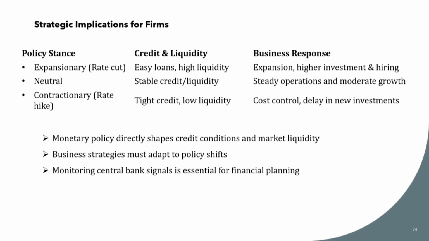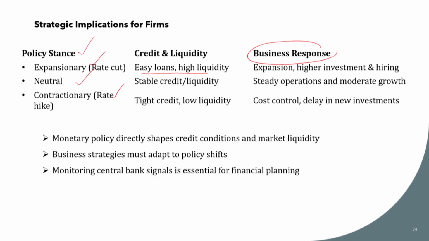So I just summarize all these points using a table. I see the policy stance, either expansionary, neutral, or contractionary. What are the implications of this on credit and liquidity, and what are the business responses? For instance, if there is an expansionary monetary policy, that means they are going to get easy loans, the cost of borrowing declines, and there will be high liquidity.